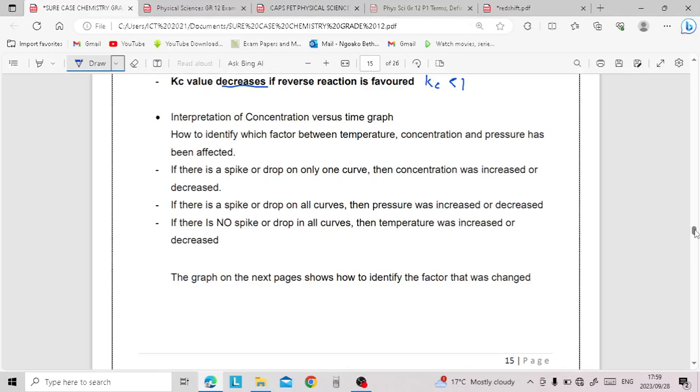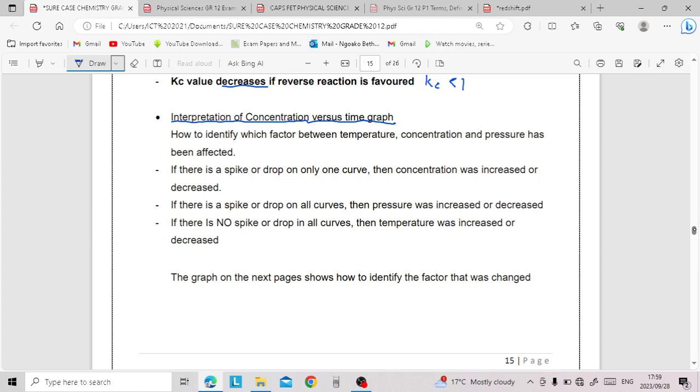Right, let's continue to video 2 of chemical equilibrium, where we interpret the graphs. Now, the first one is the interpretation of the concentration versus time graph. So we have the concentration versus time graph. These are the simplest graphs.